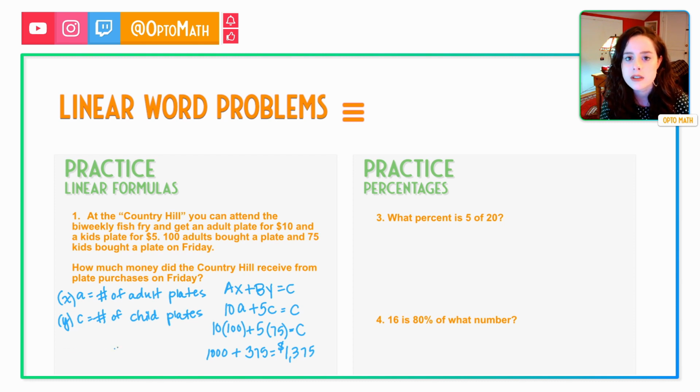So let's write a little sentence here to make sure we're addressing the question. So how much money did the Country Hill receive from plate purchases on Friday? They received $1,375 from plate purchases. And you can say on Friday too. Let's say that. On Friday. Okay, so we're being very descriptive and answering all of the question addressed.